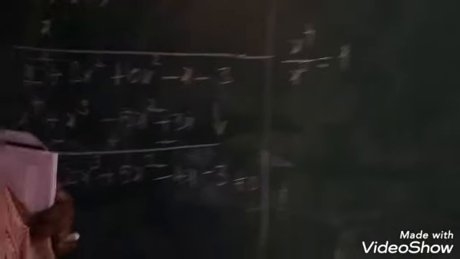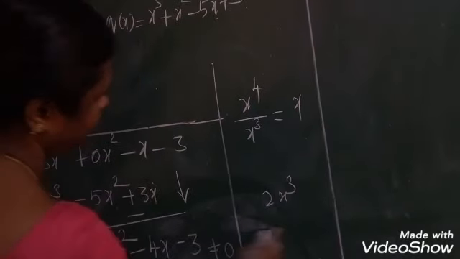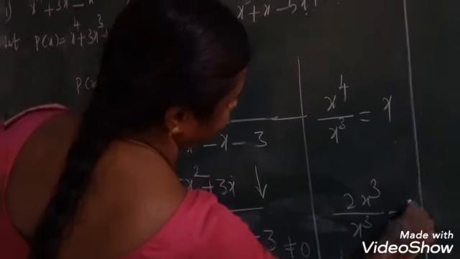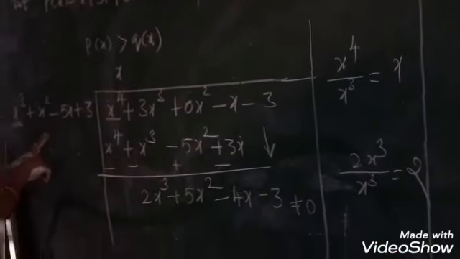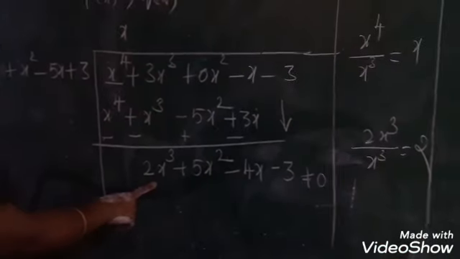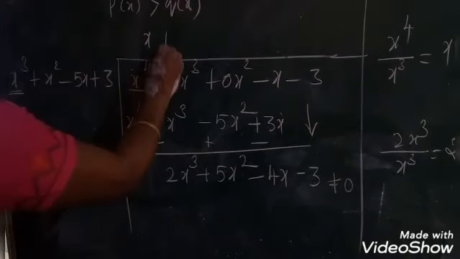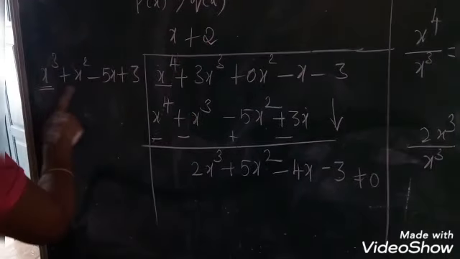Okay girls, again we want to divide. How do you divide? Here 2x cube, the first term is x cube. You want to divide with x cube, you will get 2. See girls, the dividend is 2x cube, the divisor is x cube. If you divide, you will get 2. So the 2 should be multiplied by each term.